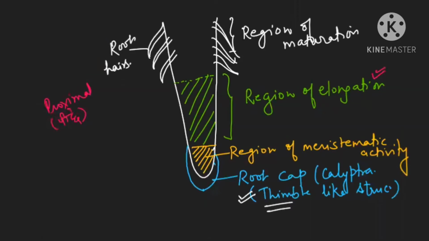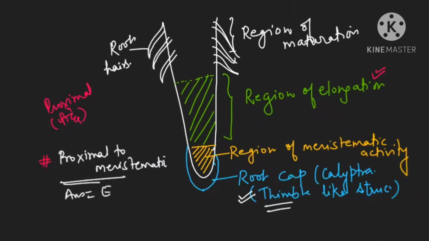Is it clear? Let me write it so that you can remember it also. Who is proximal to meristematic? So what will be your answer? Elongation. Your answer will be elongation.